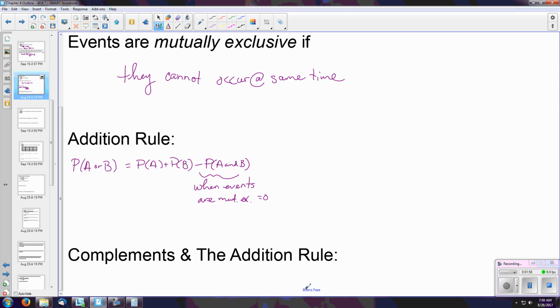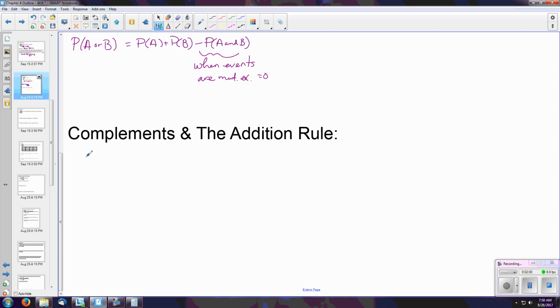How does the addition rule work when you're dealing with complements? Well, earlier we defined the complement as 1 minus the probability of the original event. So the addition rule works as such. The probability of an event plus its complement is going to be equal to 1. So again, if you wanted to solve for this, you would subtract that over, and you can see how the rule from earlier came to be.